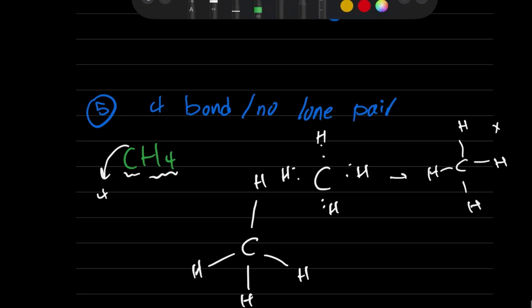You have 4 bonds. You don't have any electrons on the central atom. We call this shape tetrahedral. Okay, tetrahedral, with an angle of 109.5 degrees. And yeah, this is the tetrahedral.